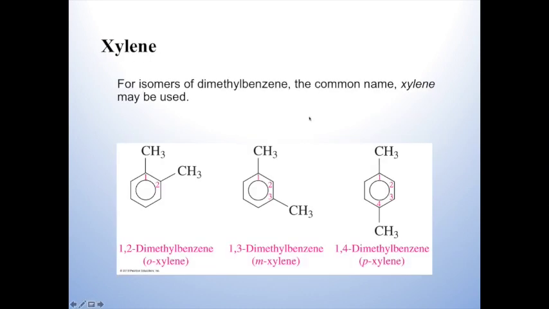Now, xylene is the common name for all of the isomers of dimethylbenzene, which is benzene with two methyl constituents on it. Since there are 3 different isomers, we have to name them accordingly. So if we have the methyl groups on the 1 and 2 carbons, it's orthoxylene. If we have them on the 1 and 3 carbons, it's metaxylene. And if we're on the first and fourth carbons, it's paraxylene. And all of these have slightly different properties.